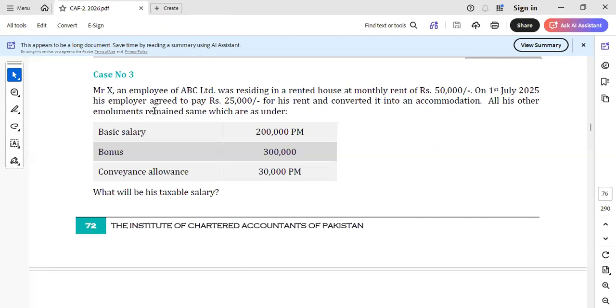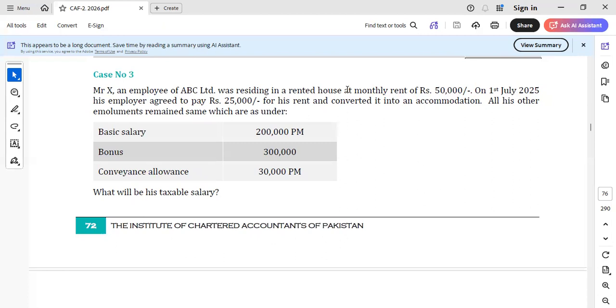This is a question from the chapter Income from Salary. Mr. X is an employee of ABC company and he is living in a house for which the monthly rent is 50,000 rupees per month. But his employer is paying half rent, 25,000 rupees. Total rent is 50,000, but the employer is paying 25,000 per month to his employee as rent. And all other emoluments are the same. For example, basic salary 2 lakh per month, bonus 3 lakh per year, convenience allowance is 30,000 per month. We have to calculate what will be his taxable salary.